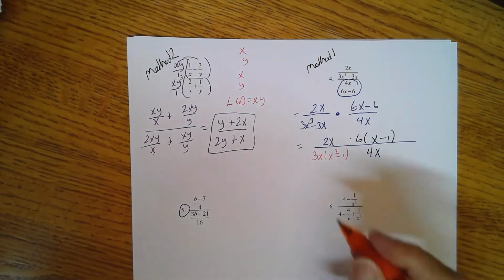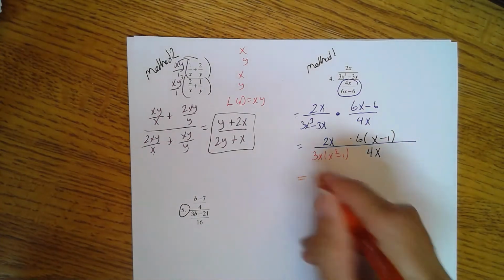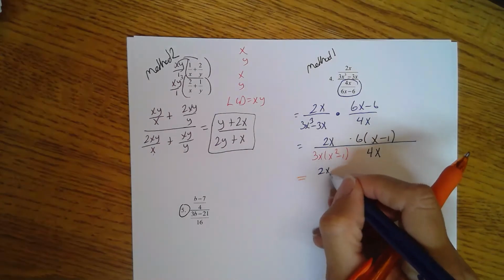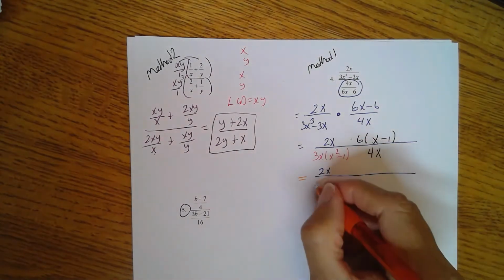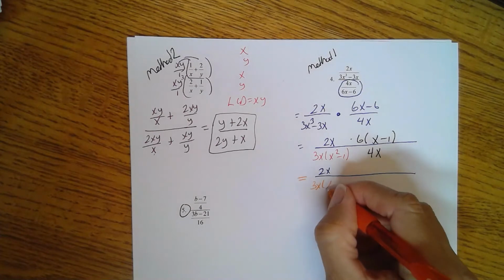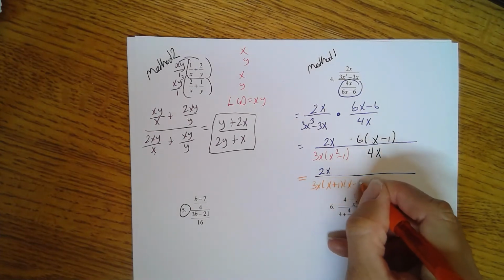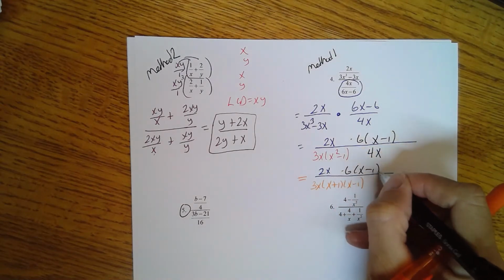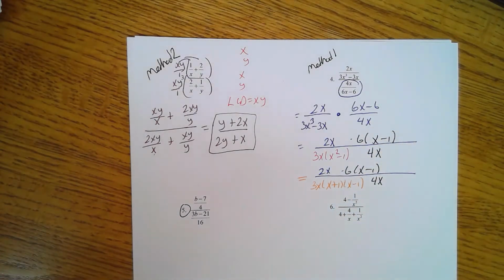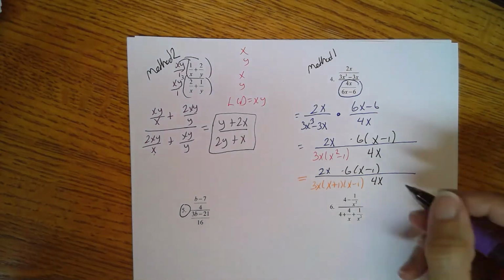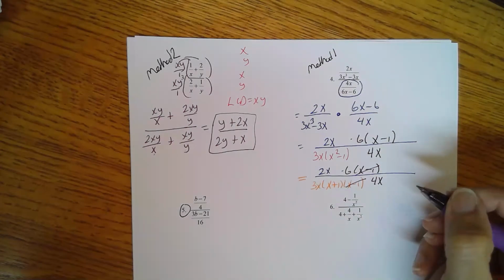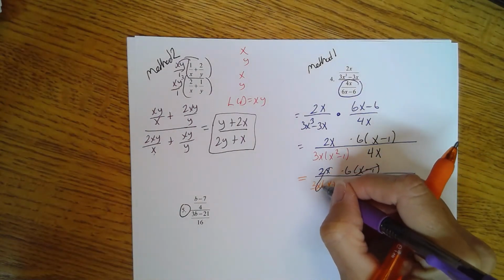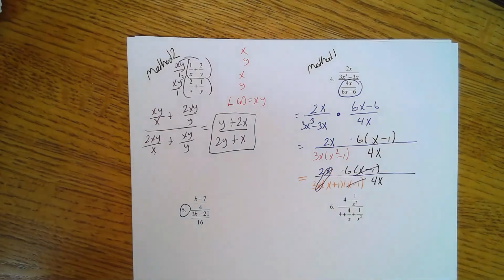Now hopefully you see x squared minus 1 can still be factored. So we still have the 2x. Draw my line. We still have the 3x, but x squared minus 1 factors into x plus 1, x minus 1. And we'll still have the 6 times the x minus 1, and we'll still have the 4x. So what cancels? Well, we have an x minus 1 on top and bottom. This x and this x can cancel because there's no adding or subtracting. It sticks those things together, so those can cancel.